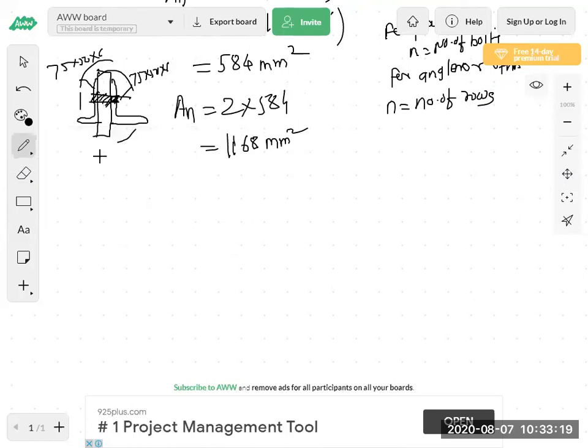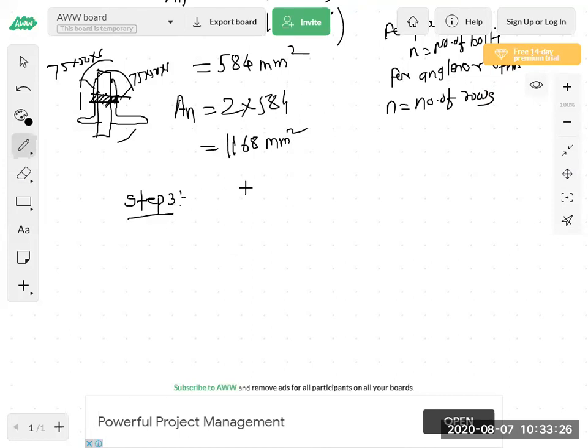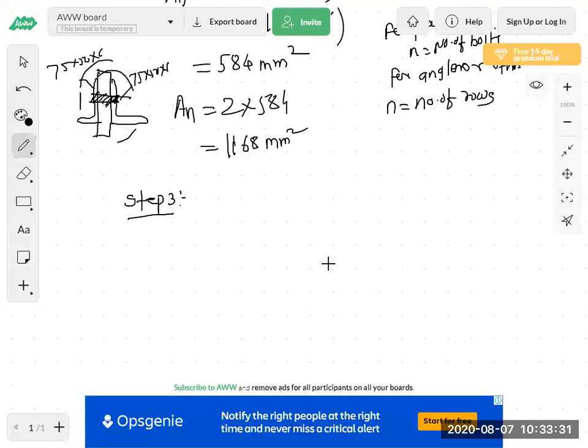Okay. Now we'll move towards the next step. Step number 3. What is step number 3? Design strength due to yielding of gross section. Calculate design strength. You should memorize this. Calculate design strength due to yielding of gross section.